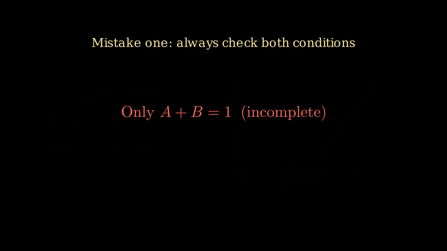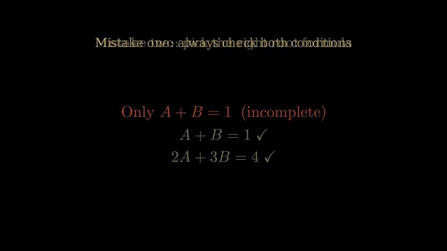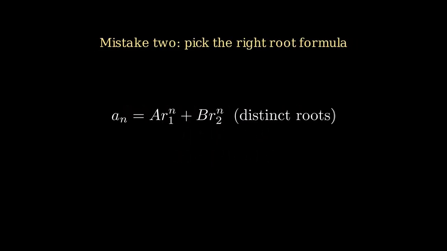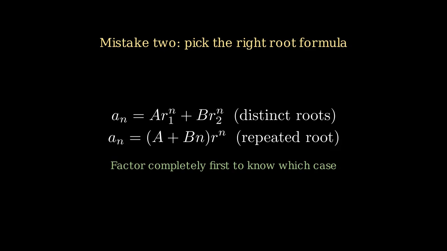Common mistakes to watch for. First, solving for a and b using only one of the 2 initial conditions and forgetting to verify against the second one. Always check both, as we did in step 7. Second, mixing up which formula to use, applying the repeated root formula, the one with the a plus bn factor, when your characteristic equation actually has two distinct roots, or the reverse. Always factor your characteristic equation completely first, and let that factorization tell you unambiguously which case you're in.